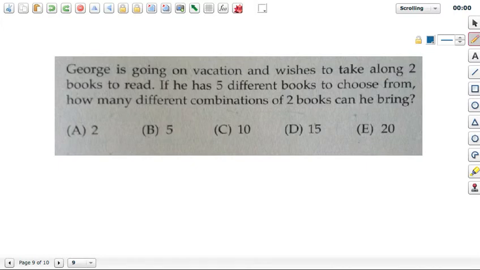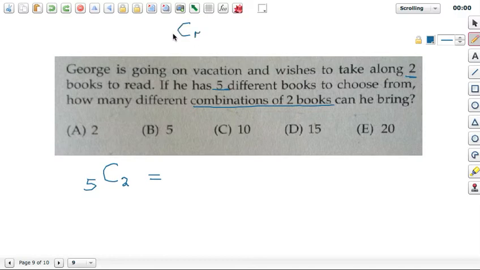Alright, we have question 9 on the board now. Please pause your video and try this. So George is going on vacation and wishes to take 2 books to read, and he has 5 different books to choose from. How many different combinations of 2 books can he bring? Well, it doesn't matter which 2 books, so the order doesn't matter. How does he choose 2 from 5? You can use your calculator or the formula for combination.